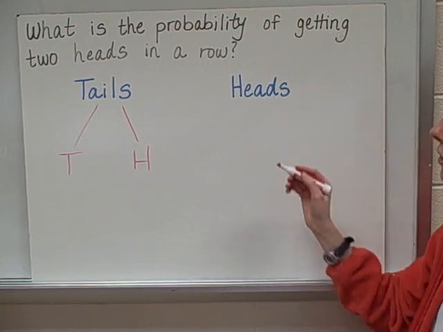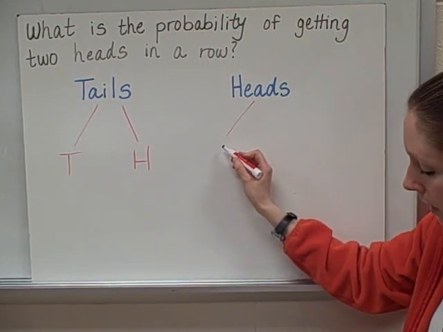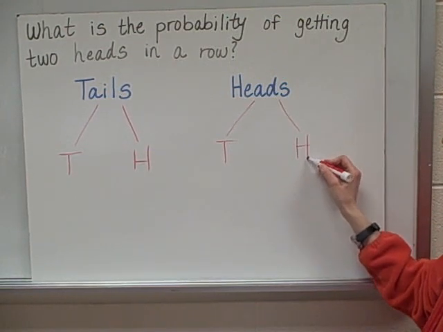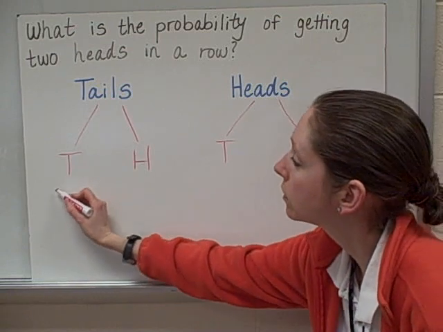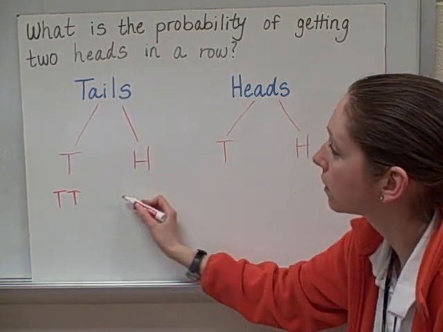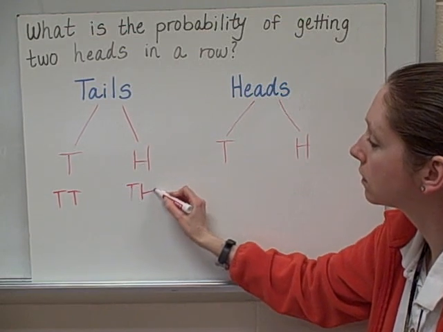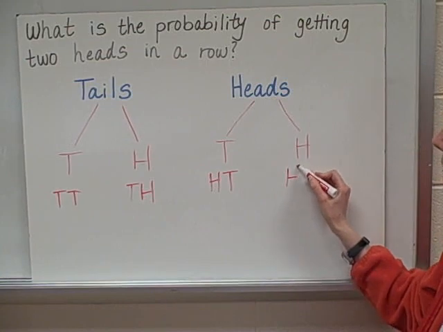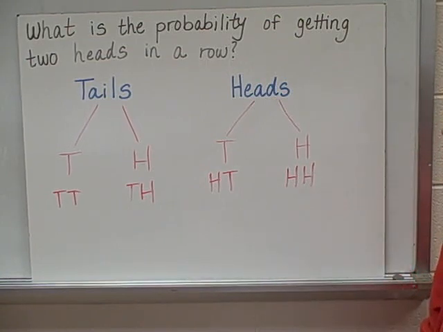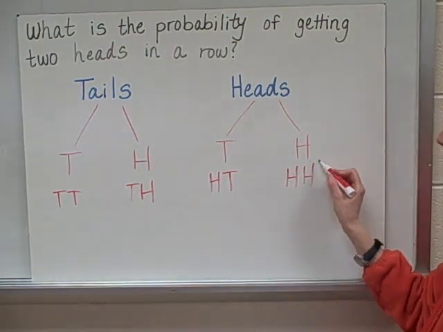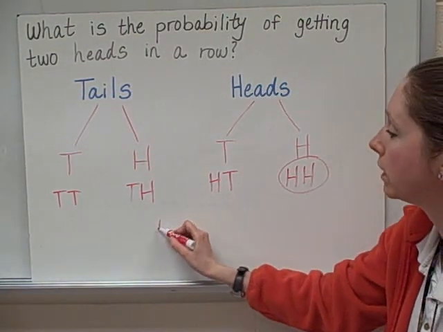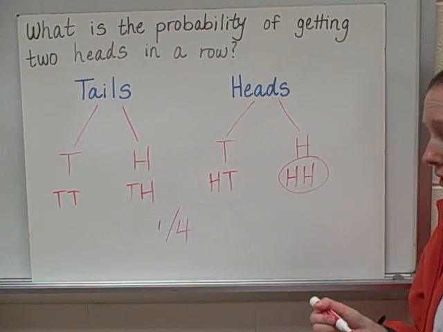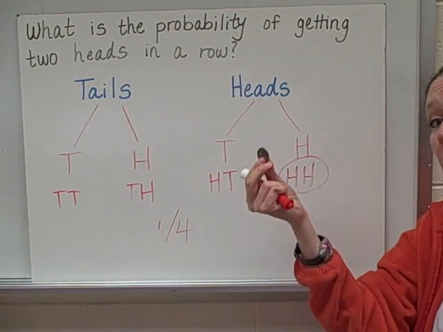I could also get a heads my first time. Then the second time, I could get a tails, or I could get another heads. So all my possible outcomes would be tails, tails, tails, heads, heads, tails, and heads, heads. Theoretically, the probability of 2 heads in a row is 1 out of 4. Experimentally though, guys, if I used a coin, that may or may not happen.